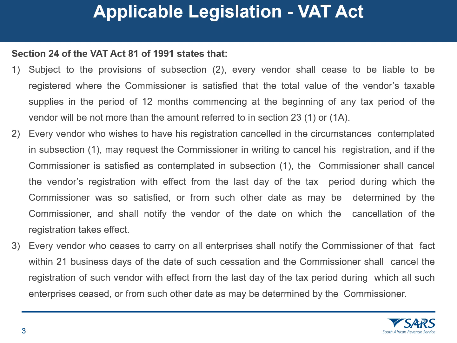Applicable legislation, the VAT Act. Section 24 of the VAT Act 81 of 1991 states that a vendor can cease to be liable when the Commissioner is satisfied that the total value of the vendor's taxable supplies in any period of 12 months commencing at the beginning of any tax period of the vendor will not be more than the amount referred to in Section 23(1) and (1A). The vendor will need to submit a request in writing to the Commissioner requesting deregistration.